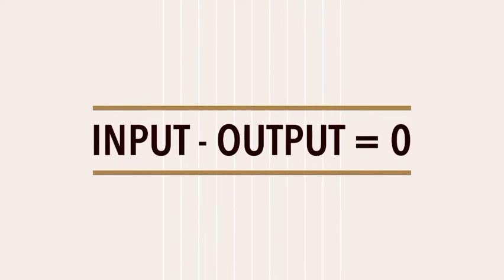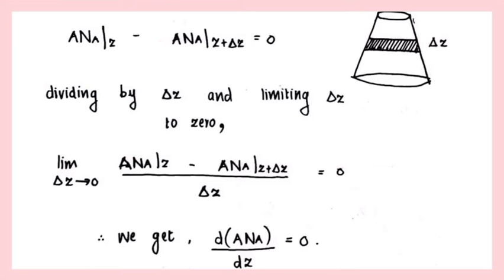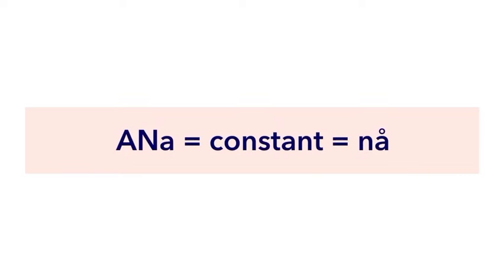Now we know that input minus output will be equal to 0, considering the conservation of mass, and also because there is no chemical reaction involved. Considering a small portion delta Z of the conical flask, we get A·NA at Z minus A·NA at Z plus delta Z equals 0. Now dividing this by delta Z and taking the limit as delta Z goes to 0, we get the following. This leads us to the fact that A·NA is constant, which is equal to NA dot.